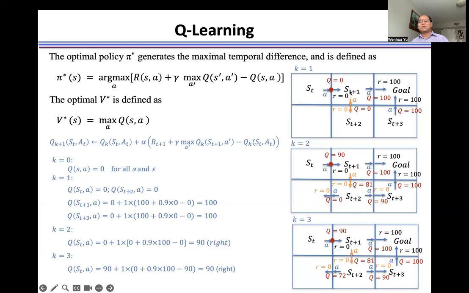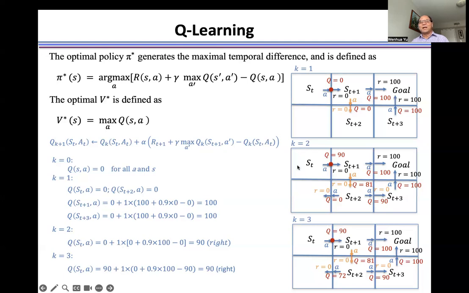So for example, to calculate the Q at this state by selecting this action, we see that this equals 0 and this is 100, and this also equals 0 because this is terminal. So from here we can calculate that this Q equals 100. Similarly, this Q also equals 100. Then we move to k equals 2.